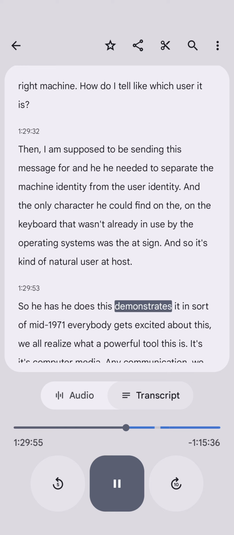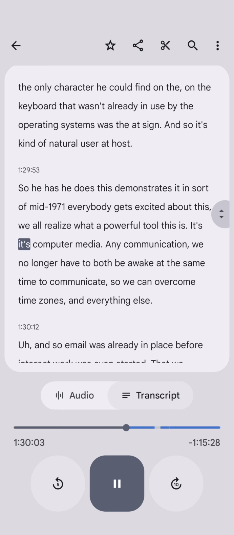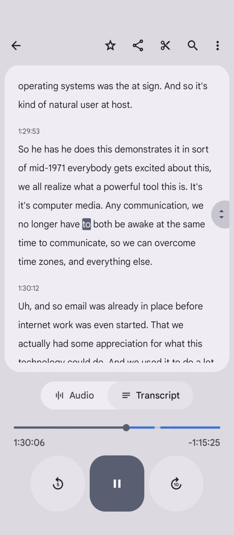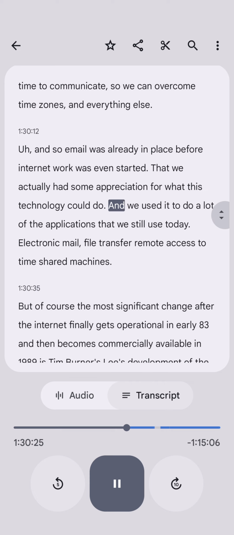So he does this, demonstrates it in sort of mid-1971. Everybody gets excited about this. We all realize what a powerful tool this is. It's computer-mediated communication. We no longer have to both be awake at the same time to communicate, so we can overcome time zones and everything else. And so email was already in place before internetwork was even started. So that's a long way of saying that we actually had some appreciation for what this technology could do. And we used it to do a lot of the applications that we still use today: electronic mail, file transfer, remote access to time-shared machines.